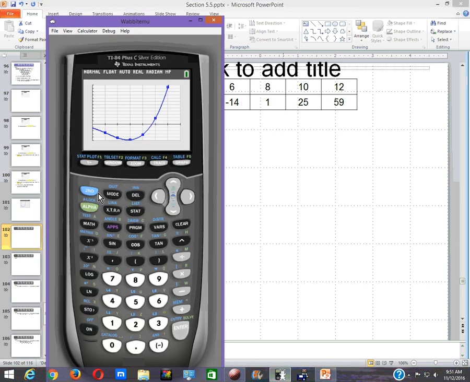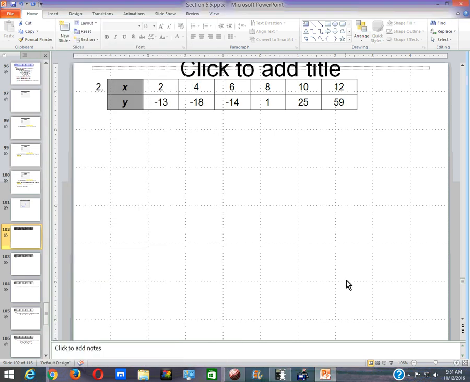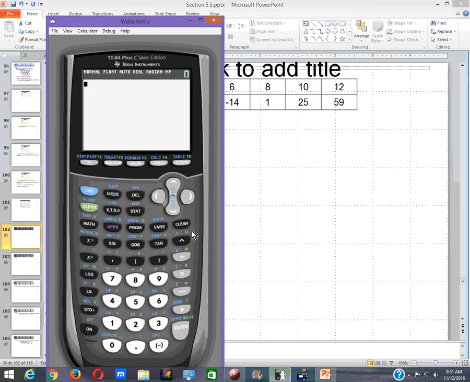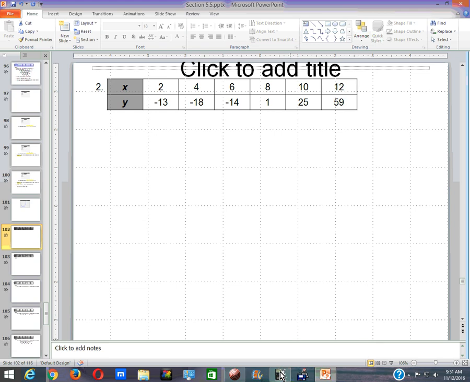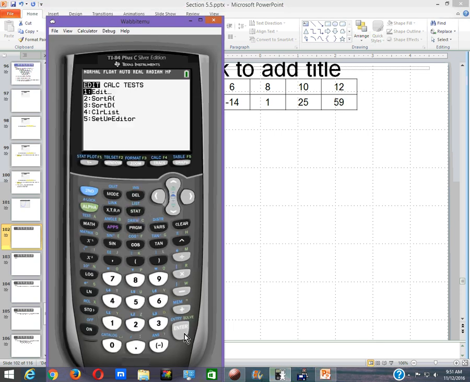Okay, clear that out. 7, quit. Clear out my list. Second memory, choice 4. Clear all lists. There. Oh, well, since I know I'm going to be graphing it, let's go ahead and put in the data. Oh, I don't know the regression yet, do I? Well, I can still put in the data. So stat, edit, 2, 4, 6, 8, 10, 12. Again, I just don't know which model I'm going to be using yet.